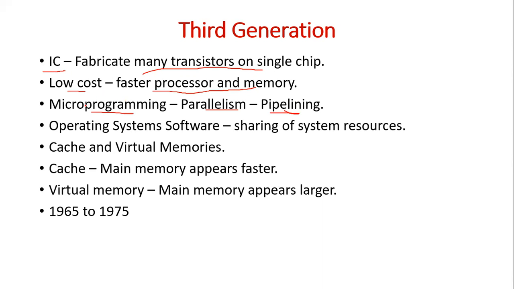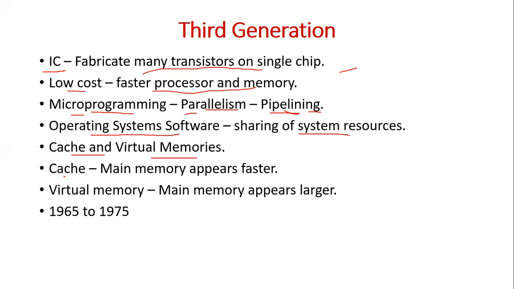So when you write a program either in a high level language or assembly language, after compiling, it will be converted to machine level language. How this machine level code should be executed will be defined by the microprogramming. And the concepts of parallel execution and pipelining, that is, overlapping executions of different functional units, were introduced. During this time, operating systems were developed so that system resources can be shared effectively. And the concepts of cache memory and virtual memory were introduced.